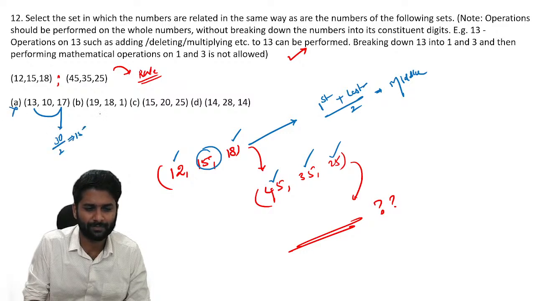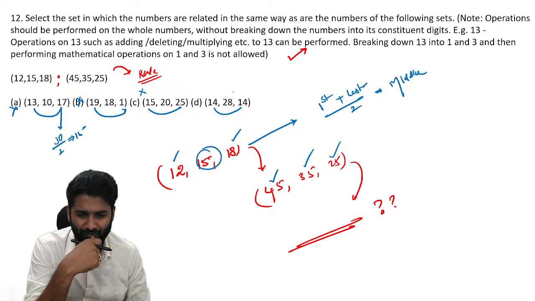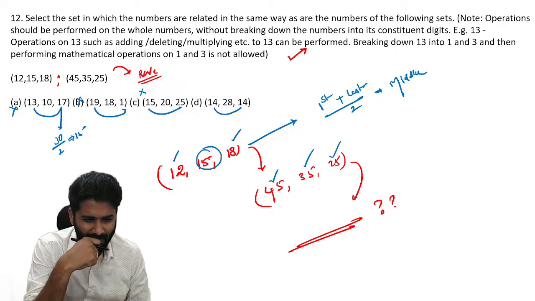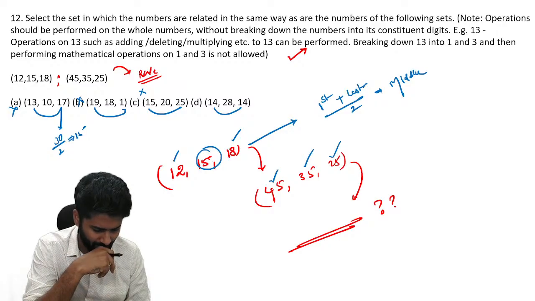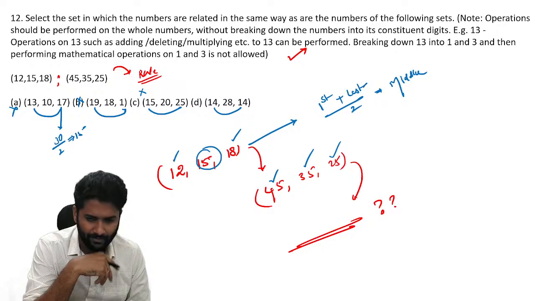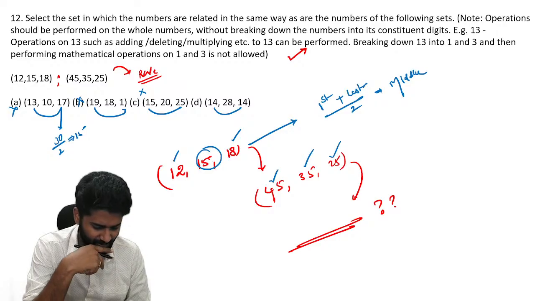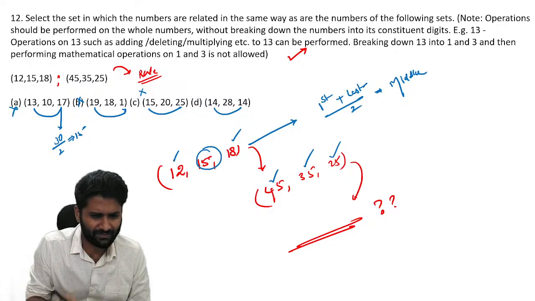So this is wrong. 19 plus 120 divided by 2 is 10. 15 plus 25 you never get. Now 14 plus 14 is 28, divided by 2 is 14. 45 plus 25 divided by 2 is equal to 35. You can't find that in the options.